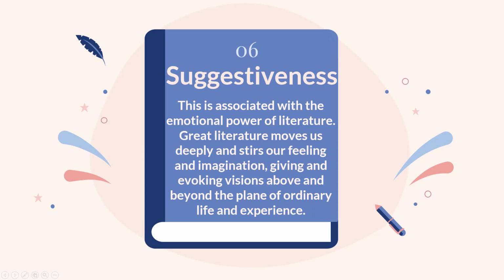The sixth one is suggestiveness. This is associated with the emotional power of literature. Great literature moves us deeply and stirs our feelings and imagination, evoking visions above and beyond the plane of ordinary life and experience. A suggestive piece of literature relies on emotional power to convey nuances, symbolism, implied meanings, imagery, and messages. The power of suggestion allows the work to inspire and provoke thoughts and understanding beyond the actual words written on the page.